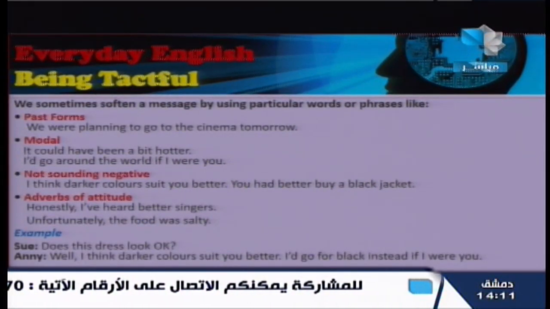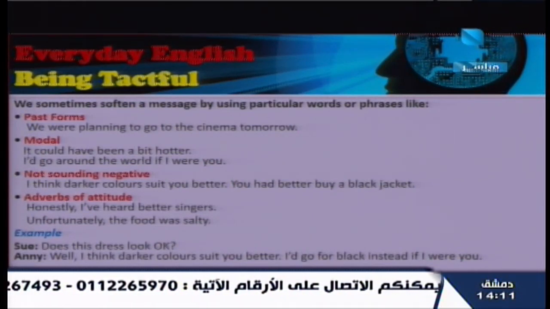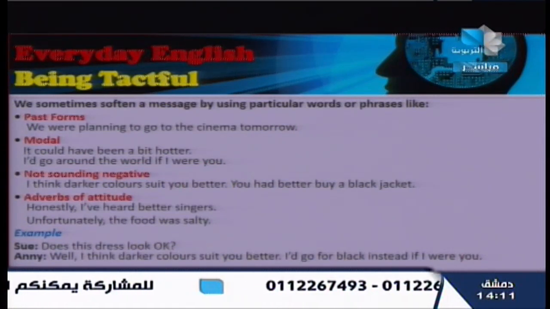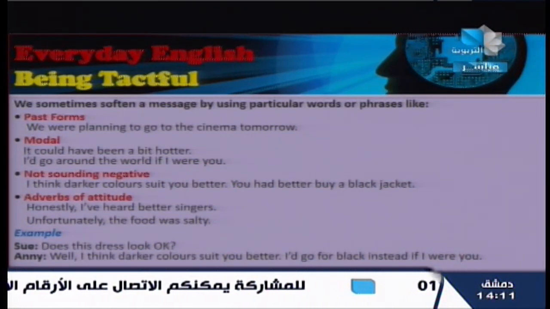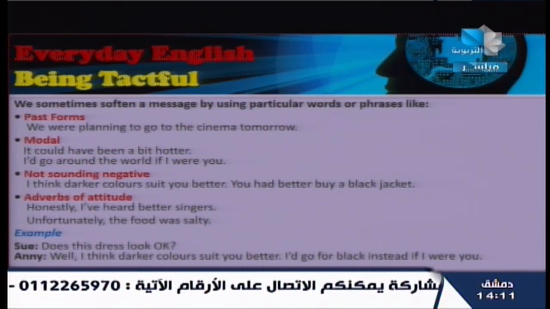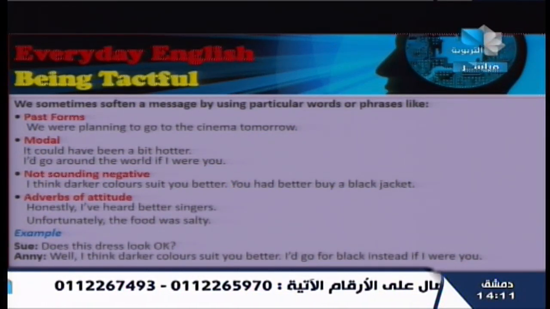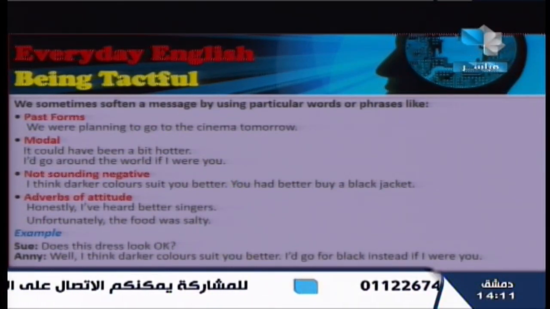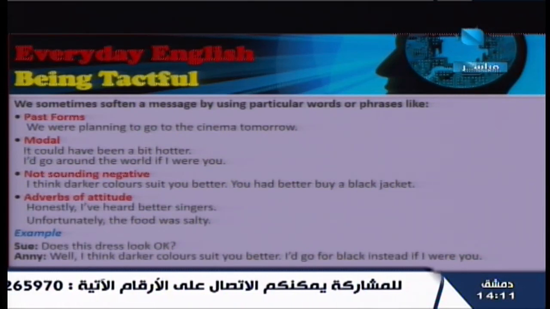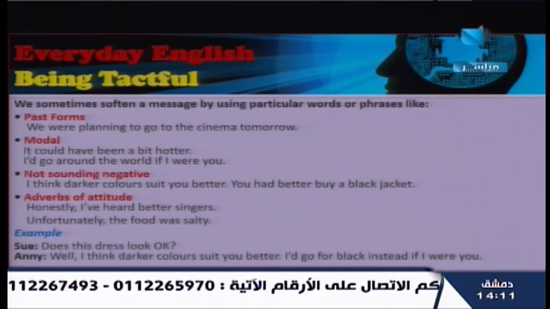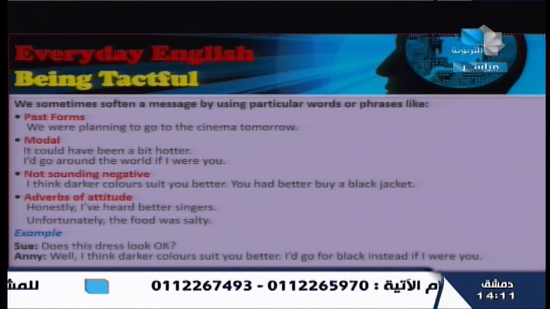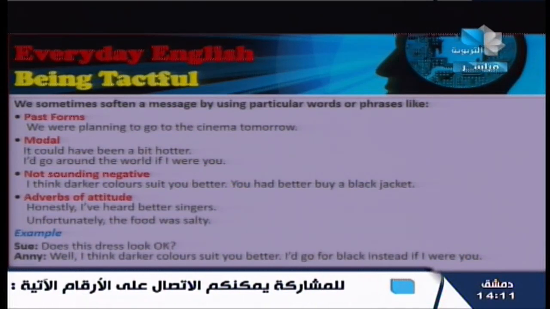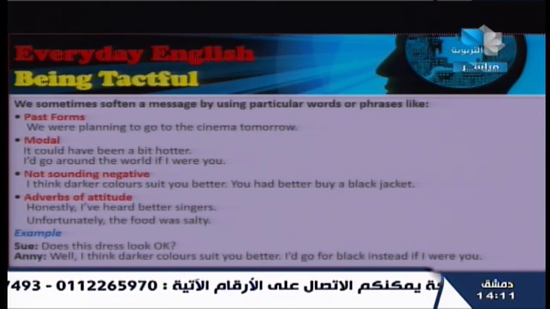Now, I think the last point before talking about the exam, being tactful, is an expression. When being tactful, we use different phrases or expressions to convey this meaning to other people. Being tactful means to be polite, of course. So we sometimes soften a message by using particular words or phrases. If we use the past form, we don't mean exactly the past, but we mean we are tactful, polite.